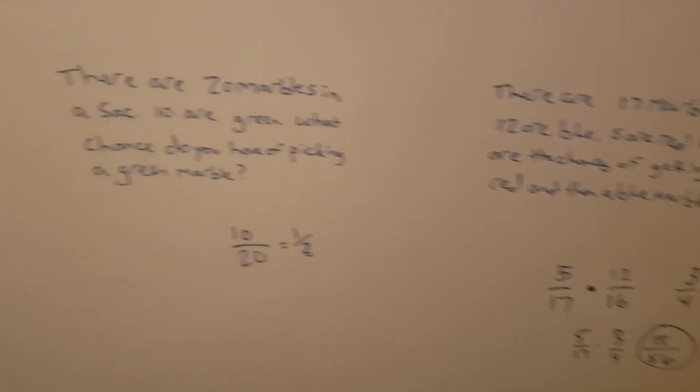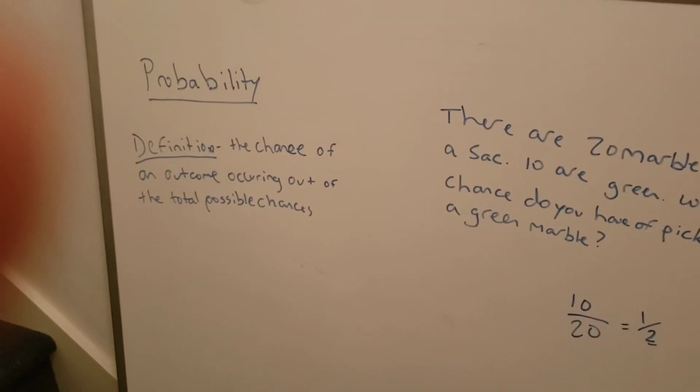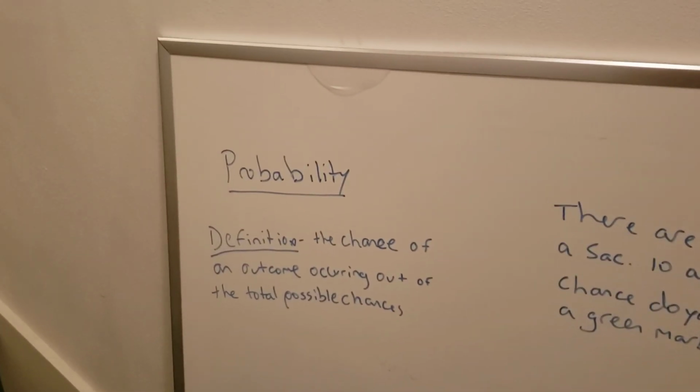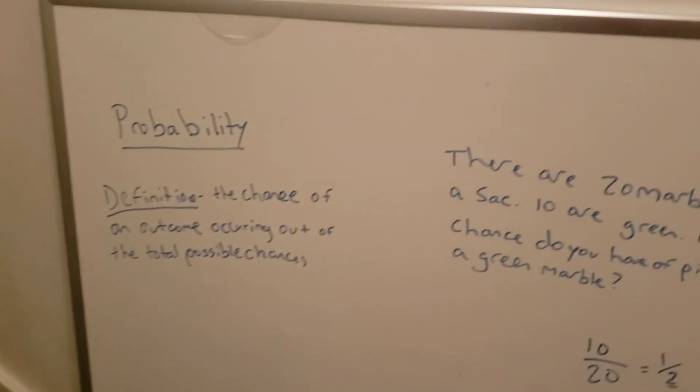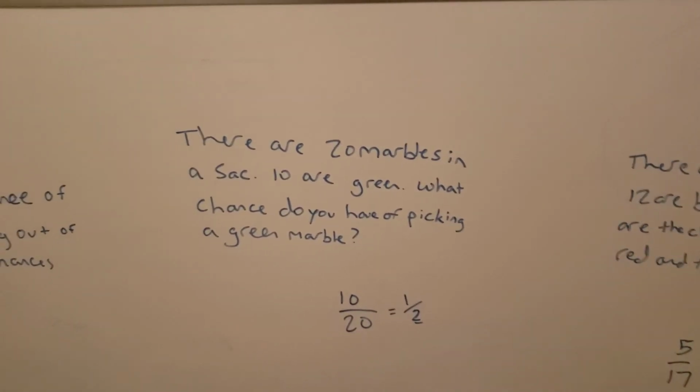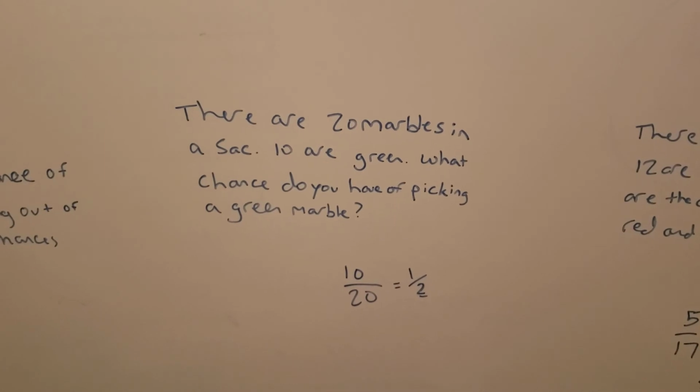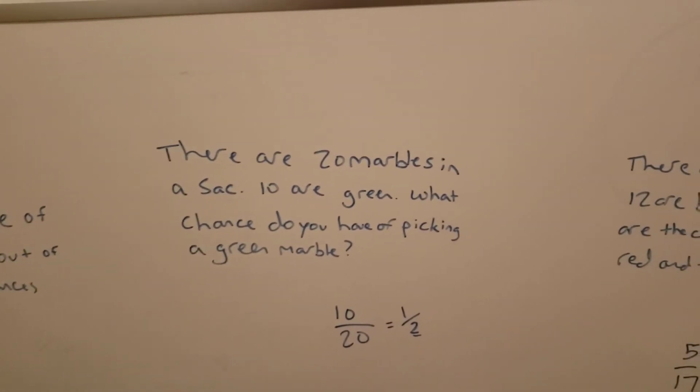So remember, folks, probability is all about figuring out the chance of an outcome occurring out of total possible outcomes. There are lots of ways these problems can appear, but they still end up boiling down to finding the total number of chances and the chance that you want to get.